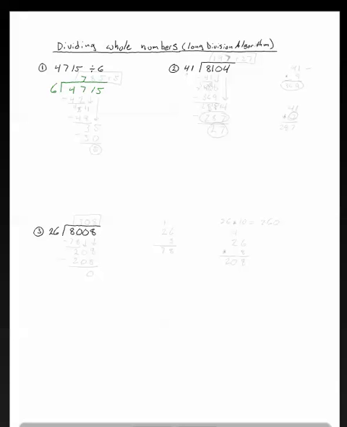7 times 6 is 42. And then we subtract. 47 minus 42 is 5. Bring down your next digit, and we'd say 6 goes into 51 how many times? Well, 6 is going to go into 51 8 times, because 8 times 6 is 48.